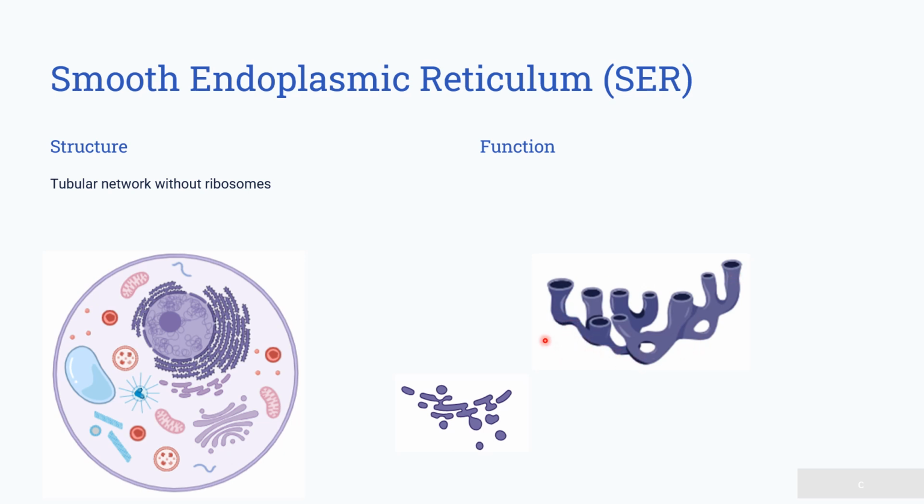What is the main function of this smooth endoplasmic reticulum? The main function of it is that it will synthesize steroids and lipids. We pretty well know from our previous slides that ribosomes cause protein translation. So therefore, this does not have any ribosomes attached to it, and it results in steroid and lipid synthesis. It is also connected to the nuclear envelope. That also you should be aware of.